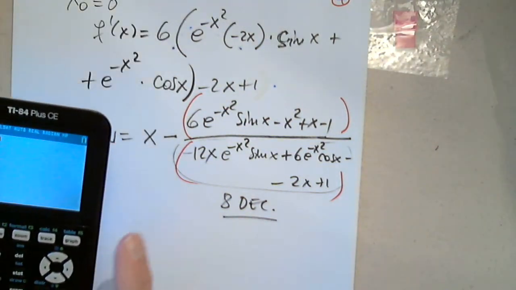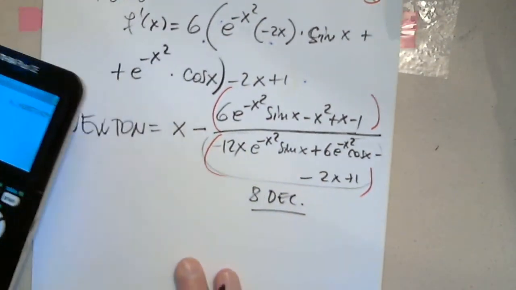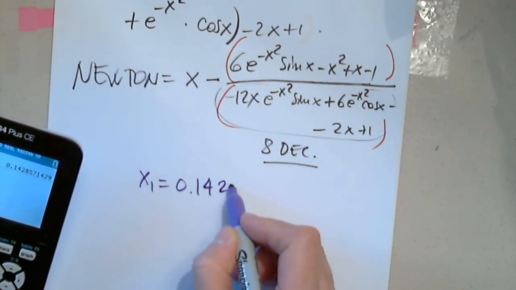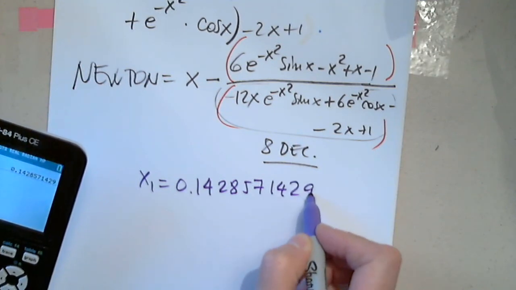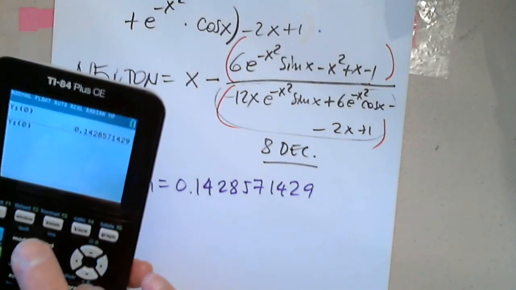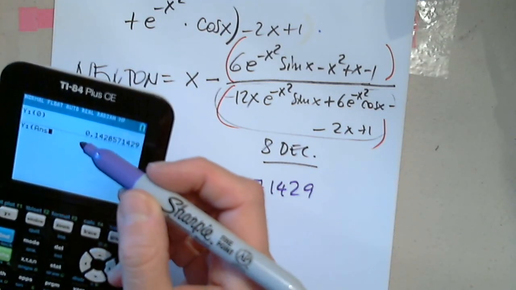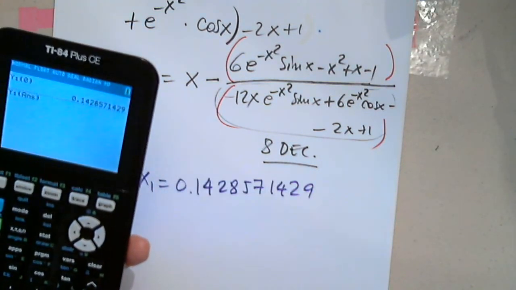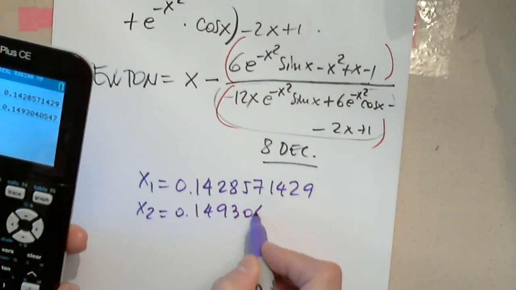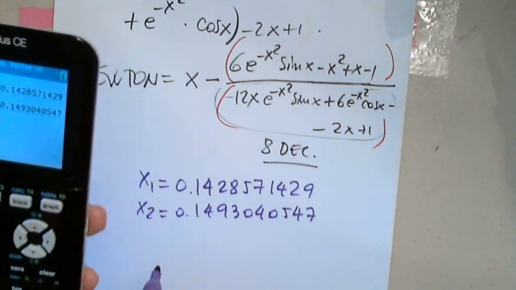So I plugged in 0, and I pressed enter. So my first iteration, if you want, not solution, 0.14285714 29. Now I go to second and entry, but I overwrite the 0 with the previous answer. Make sure you have it here, because if you perform some other calculations in between, it will not choose the previous answer. So x2 is 0.14930405547, and now I don't have to do anything. It will automatically take the previous answer.